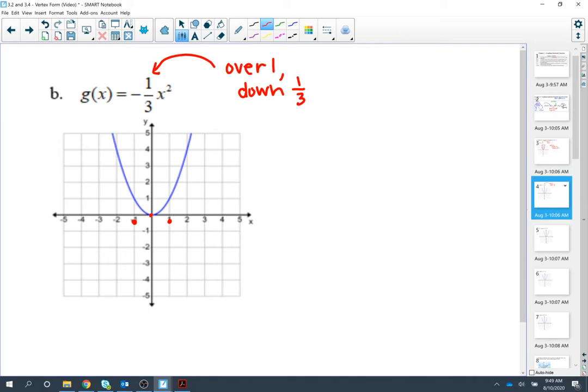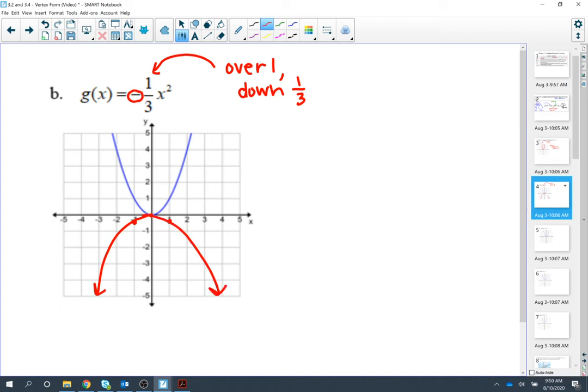Now, the other thing you should have discovered when you did your activity was that this negative is also considered a reflection over the x-axis. So instead of your parabola pointing up, your parabola is now going to point down. The other thing is because your a value is less than 1, it's going to make the parabola wider. So you're going to come out of your vertex, you're going to go wider. Out of your vertex, you're going to go wider.